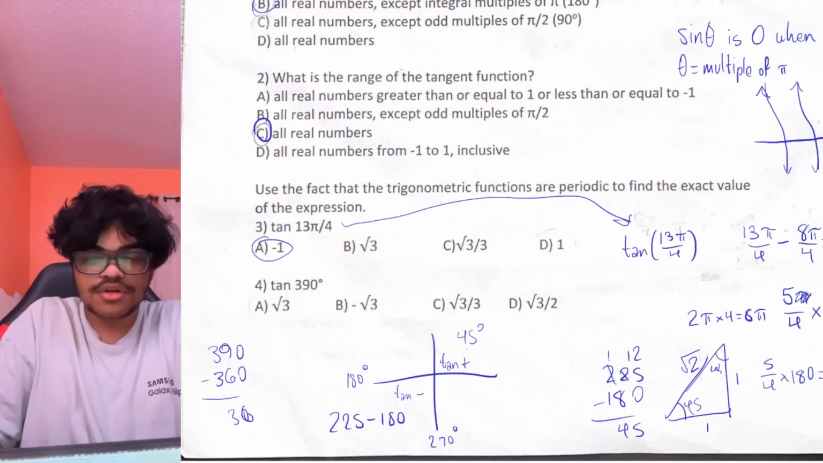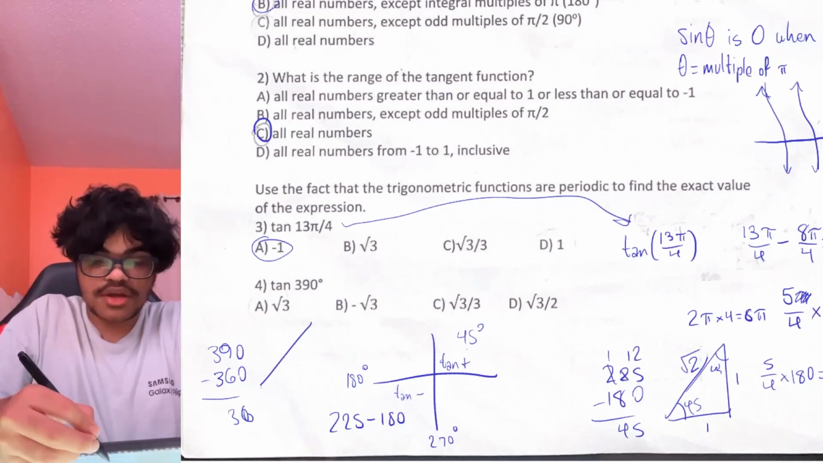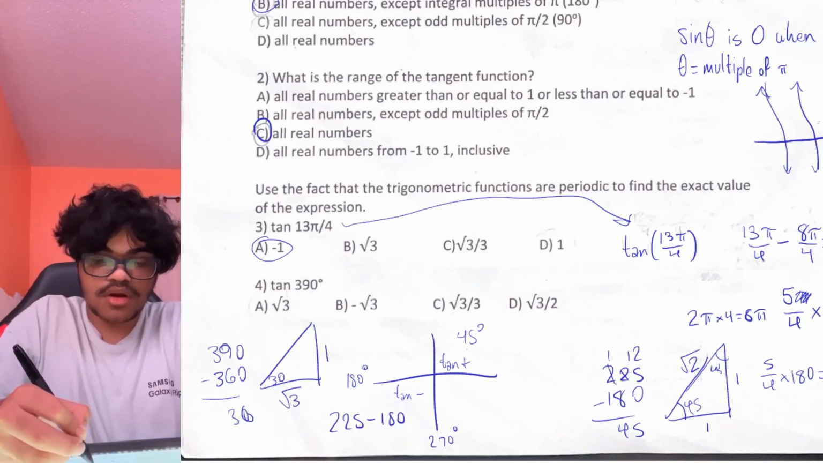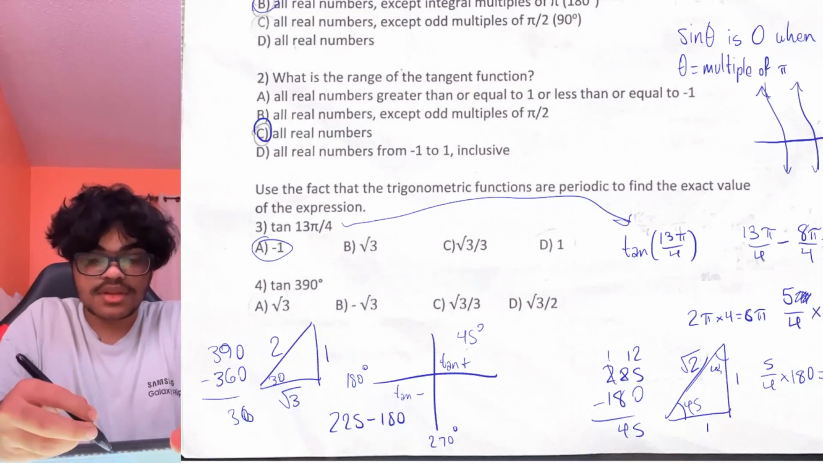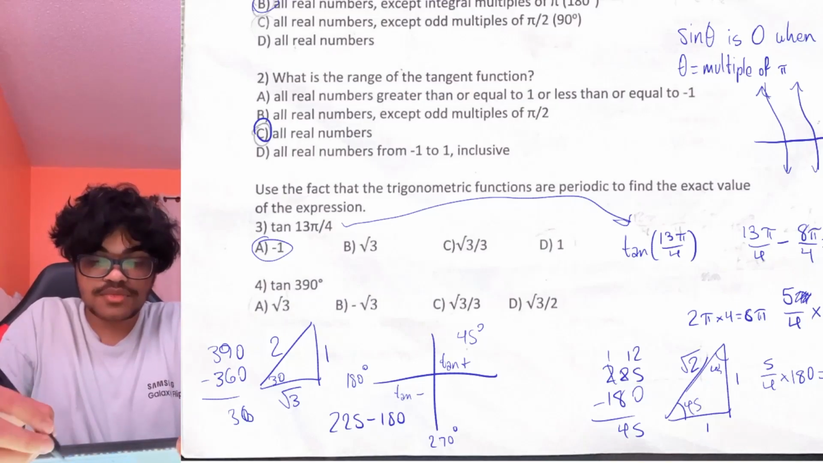Now, what's tangent of 30 degrees? Well, again, draw your reference triangle. 30 degrees down here, square root of 3 on the bottom, 1 on the right side, and then 2 on the top. Tangent is opposite over adjacent. So tangent of 30 degrees would be 1 over square root of 3.